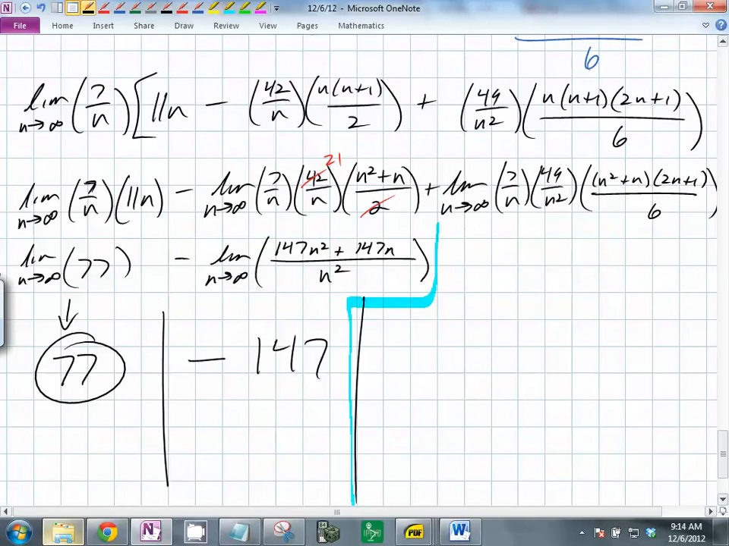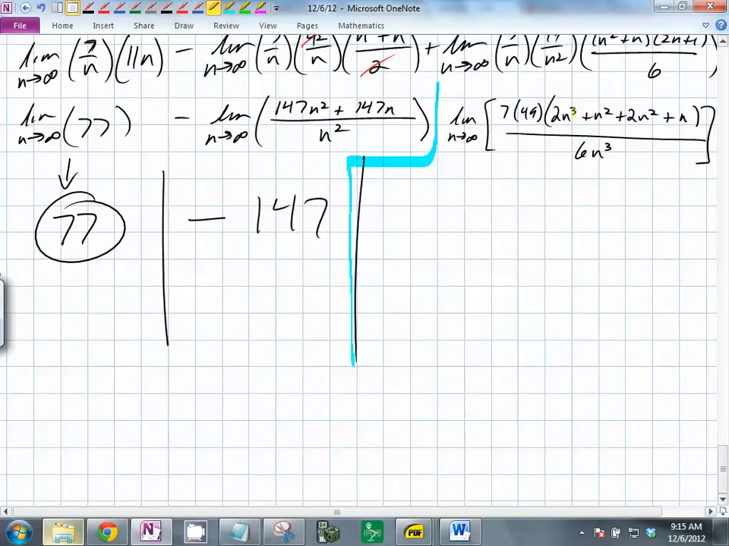So what does it turn into? What can I cancel first? Does anything cancel nicely? Not really. It doesn't, so we're going to have to multiply this out. It's a really good sign that you have a cube here and a cube here.